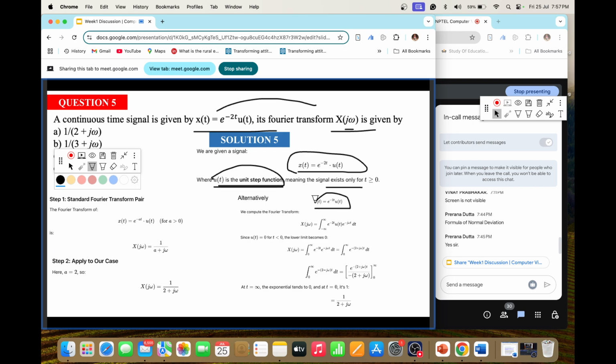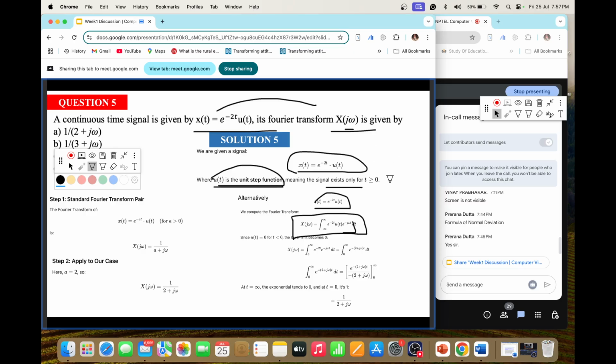Now this is your signal. For the Fourier transform, you take the signal e^(-2t) u(t) multiplied by the basis e^(-jωt) dt. So just solve this and you will get the answer. Now how can we solve this? I have told you that the unit step function means your signal exists only for t greater than or equal to 0.